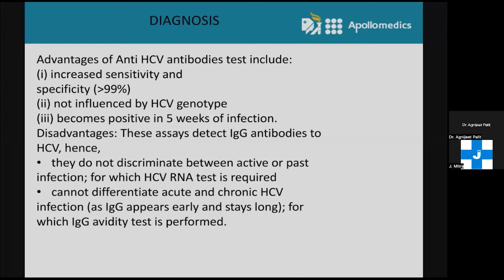So what are the advantages of the anti-HCV antibodies test? First, there is increased sensitivity and specificity. It is not influenced by HCV genotype. However, it has the disadvantage that it detects IgG antibodies. They do not discriminate between active infection or past infection, and they cannot differentiate between acute and chronic HCV infection.